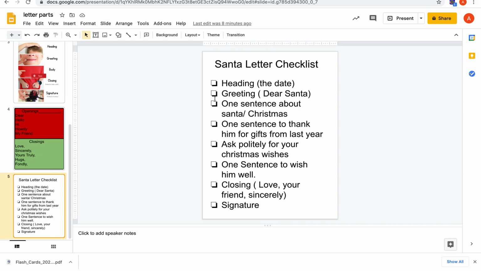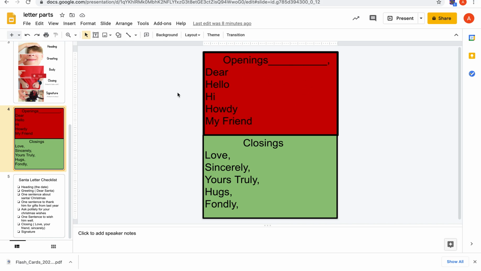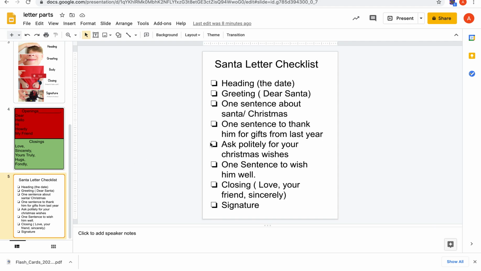Heading's done. Now we're going to choose our greeting word. Remember, this is how we say hello. What word are you going to use? Just the words in the red. So you can choose one of these words in the red, write it with Santa's name, and you can write him Santa Claus, or you can just write Dear Santa, and make sure you put a comma. Go, choose one right now and write it down. You back? Okay, good.